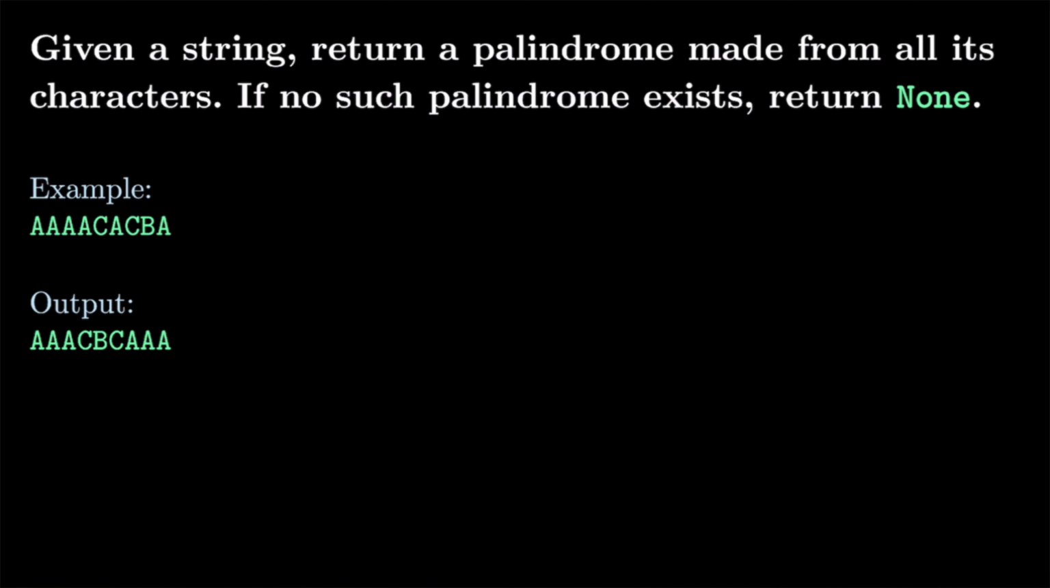Now, there are many different possible palindromes that we can create, so we're just going to look at one way of creating such a palindrome in a quick way. Here this output has AAA, CBC, AAA. Now, how do we go about doing this?